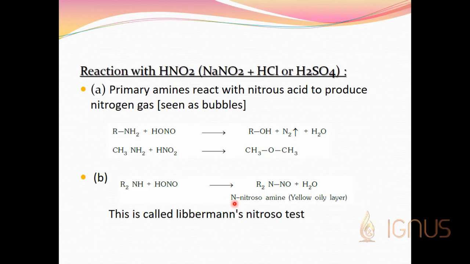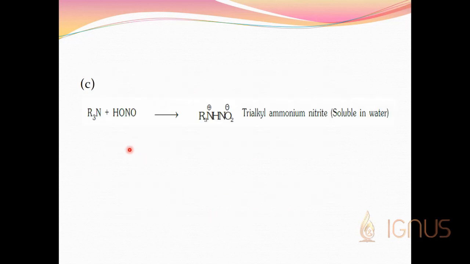Just note down the reactions. These are very important. Primary amines give alcohol and secondary amines give N-nitrosoamine. And tertiary amine will give trialkyl ammonium nitrite, which is soluble in water.